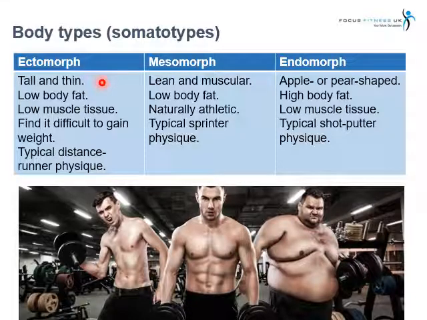If we go to the other end, we can look at an endomorph. Generally you might have a higher level of body fat and also higher levels of muscle. So they should have both body fat and muscle. And then in the middle we've got a mesomorph. They may have fairly large amounts of muscle but low body fat, such as sprinters and gymnasts.